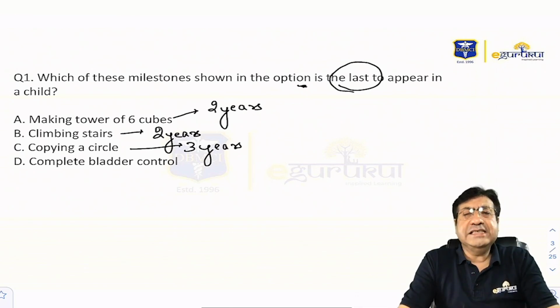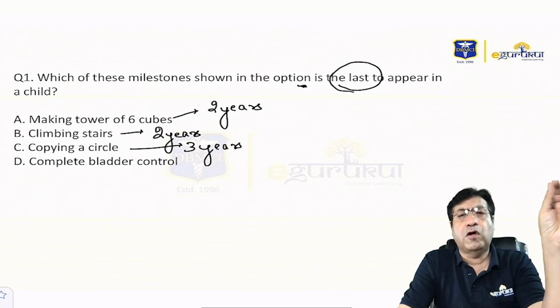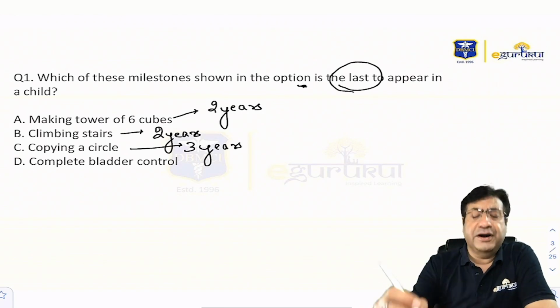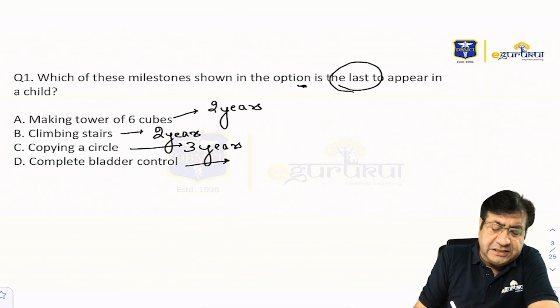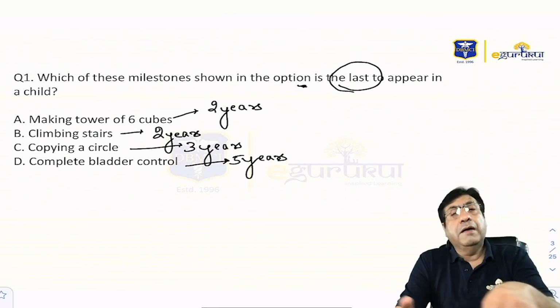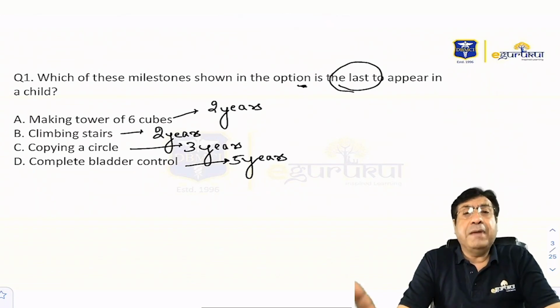So as the child's age is gradually increasing, the maturity of the hand drawing of the child improves, as do the adaptive milestones. That means the milestones involving the use of grasp improve. The last option is a complete bladder control. A complete bladder control in a child is achieved at the age of 5 years. A complete bowel control in a child is achieved at the age of 4 years, but a complete bladder control in a child is achieved at the age of 5 years.